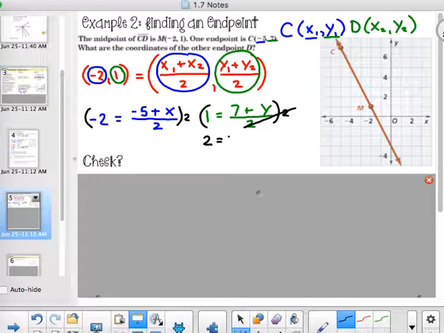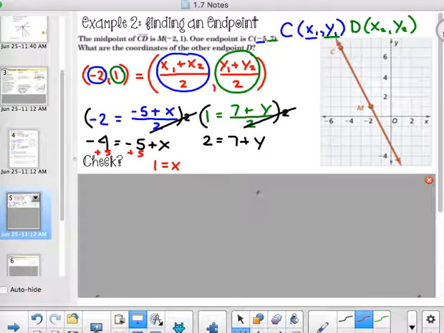1 times 2 is 2. So now we have 2 equals 7 plus y. When I do that over here, the 2's cancel out, but I've got to remember to multiply negative 2 by 2, getting me negative 4. So here are both of my equations, and in both I just need to solve. So we need to add 5 onto both sides. Negative 4 plus 5 gets me 1. This is my x value. When I subtract 7 from both sides, 2 minus 7 is negative 5. This is my y value.